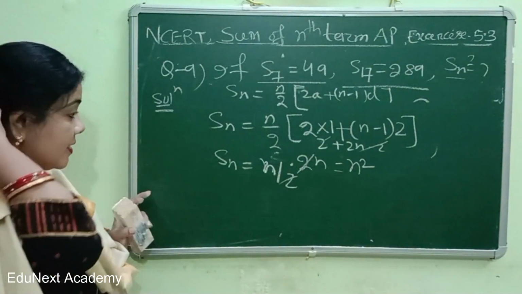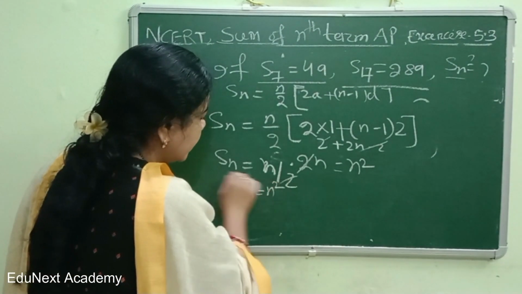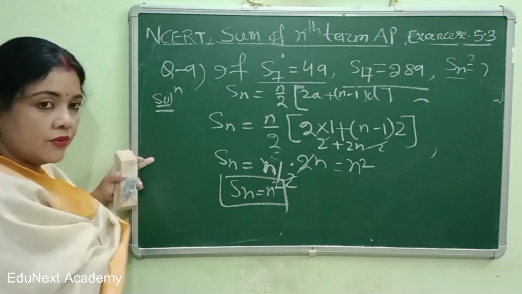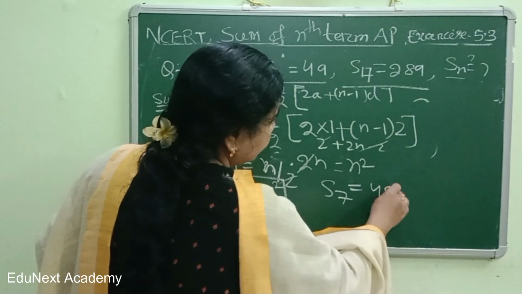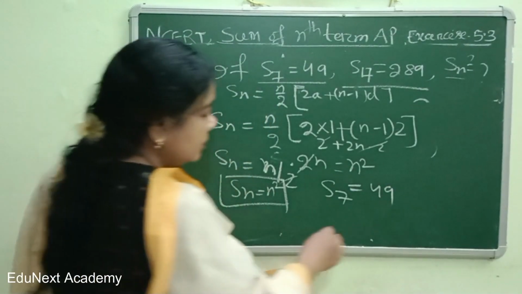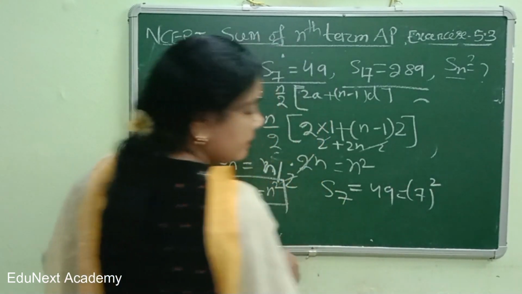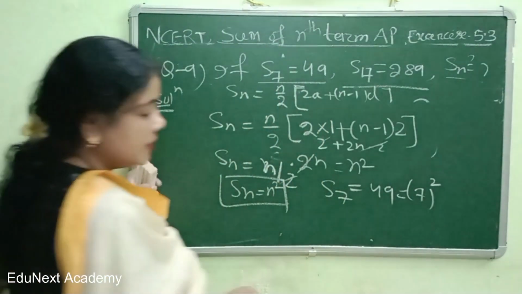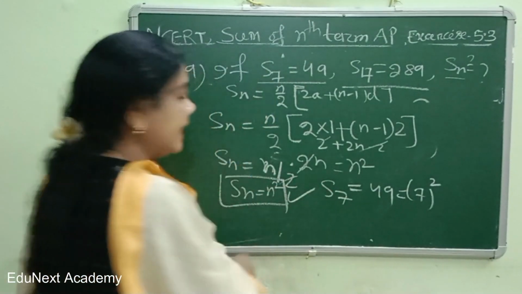Now let us test whether this S of n is equal to n square is satisfying or not. We have been given S of 7 is equal to 49. Now you know this is nothing but 7 square. Okay, 7 square is 49. So this is the right answer.